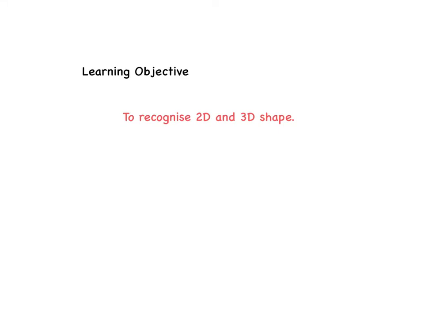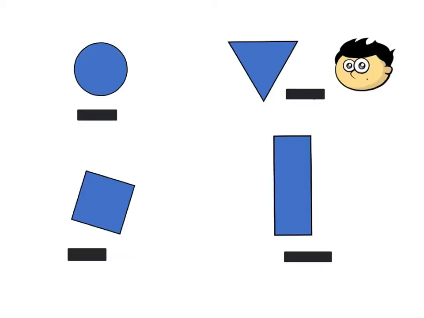The learning objective for today's maths lesson is to recognise 2D and 3D shape. Okay, let's see if we can help Jack name these 2D shapes. Over here we have a circle.